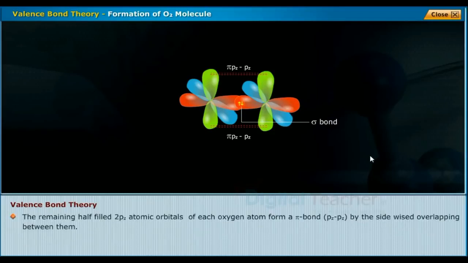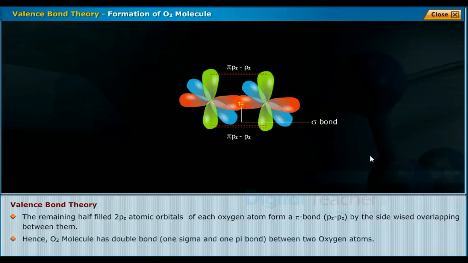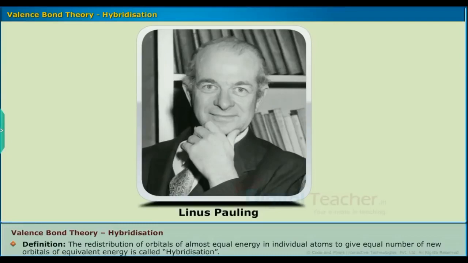The valence bond theory was modified using the hybridization concept in order to explain the structures and bond angles of molecules. Definition: the redistribution of orbitals of almost equal energy in individual atoms to give an equal number of new orbitals of equivalent energy is called hybridization.